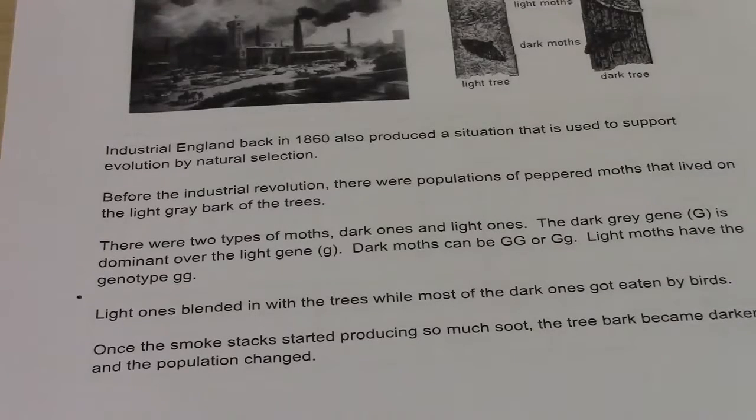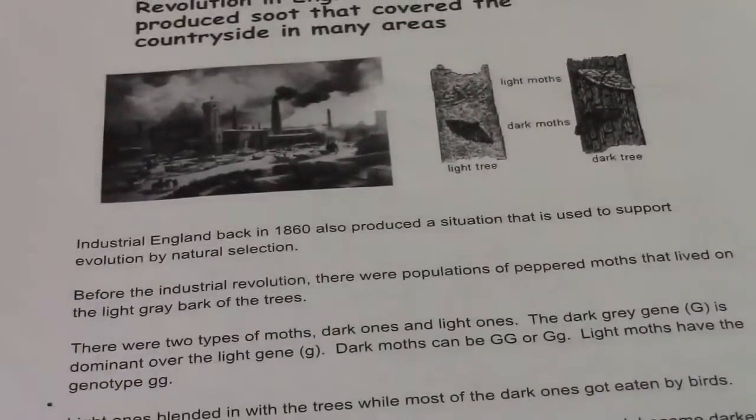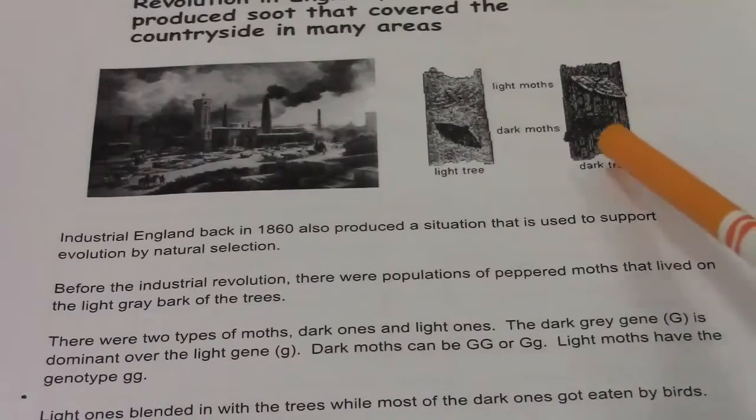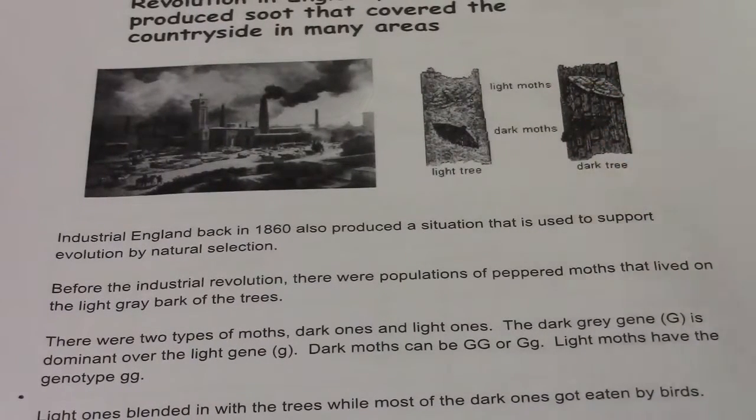As you continue to read, you can see that light ones blended in with the trees, while most of the dark ones got eaten by birds. However, once the smokestacks started producing a lot of soot, the tree bark became darker and the populations changed. So you have a darker tree bark, and we're going to see how the population changed by doing this activity.